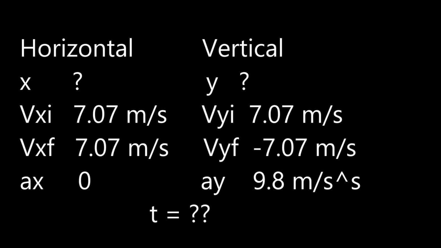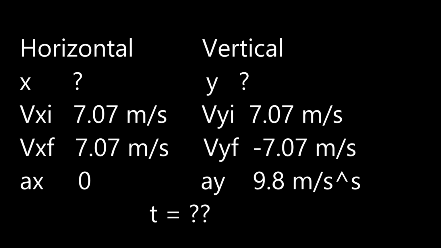Then we go over to the vertical side. The initial in the y direction is going to be 7.07 meters per second. And the final in the y direction is going to be negative 7.07 meters per second because it's going to go up, but then the velocity is going to be acting in the other direction as it travels back down. And that's how you get that symmetry of the parabola. And then for acceleration in the y direction, we have 9.8 meters per second squared. It's just gravity, and that's what it's always going to be for these problems, unless it's some special situation.